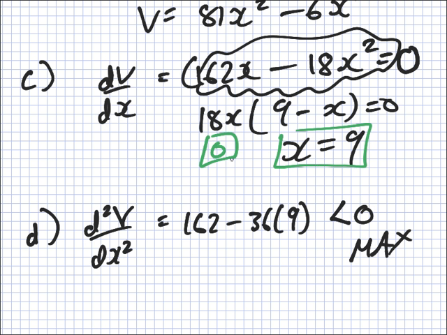Obviously, the 0 has to be the minimum answer because 0 would represent no volume. So how could that be the maximum answer? In part D, you had to confirm that what you gave as a maximum was indeed maximum. And the second derivative confirms it's maximum because it's negative. Yeah. But you already know it's a maximum because you have minus 18x squared.